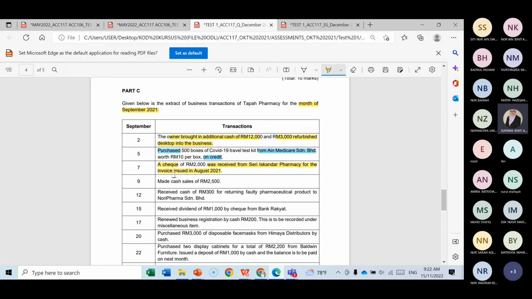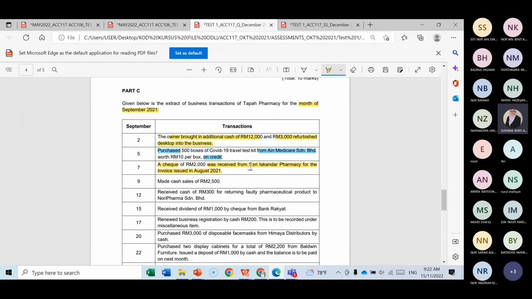purchasing goods on credit. Because when the customer bought goods on credit, we cannot give them a receipt because they did not pay yet. Instead, we will give them an invoice, also known as a bill. So in this case, on 7 September, we now receive a check for the bill issued in August. So we already made the sale in August to Seri Iskandar by credit, and now Seri Iskandar made the payment.